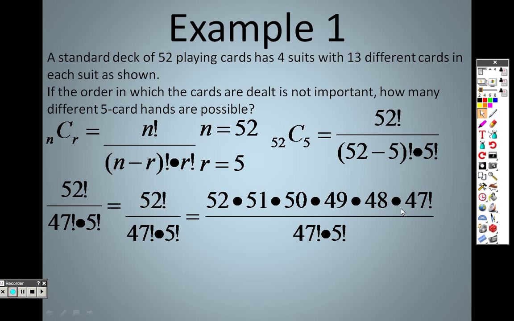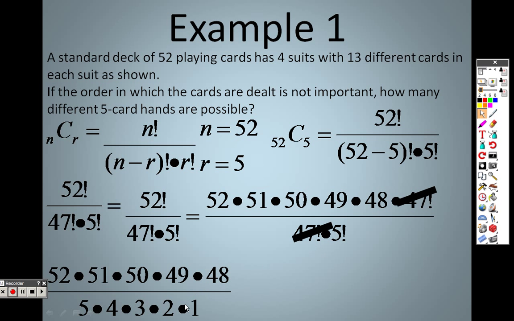And this is the big reason. The big reason is these two are identical, because what is 47 factorial? That's 47 times 46 times 45. It can continue on anyway. So the point is, why write all that gibberish out if I can get it to stop? So the 47s cross out, so all I have left is that on top.